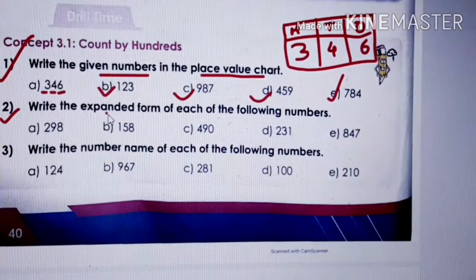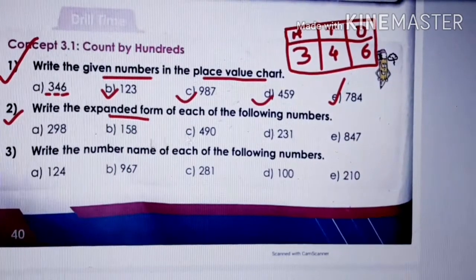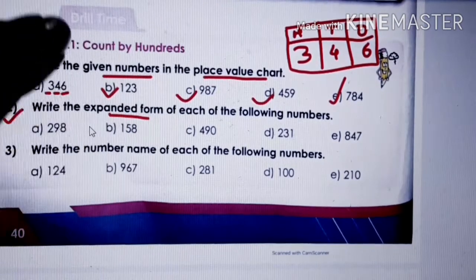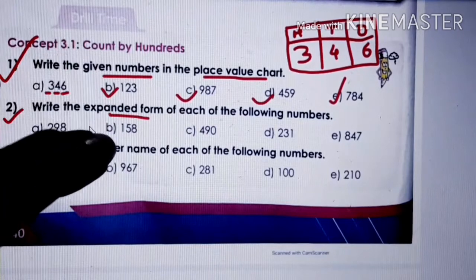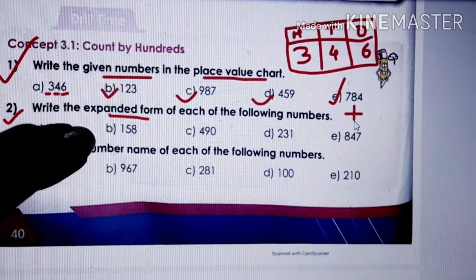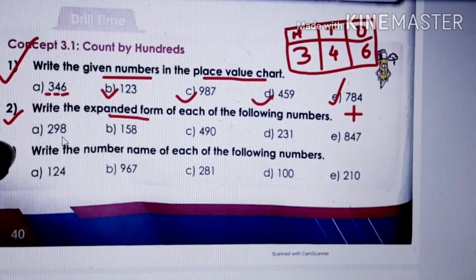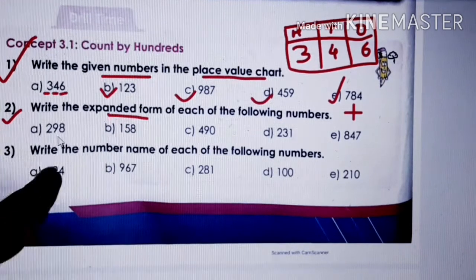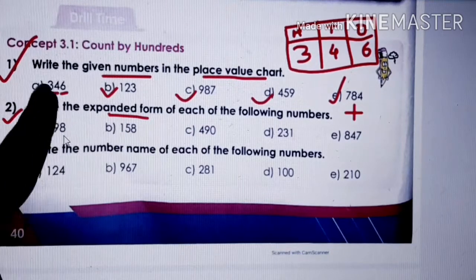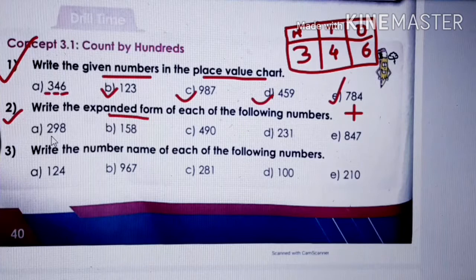Next question is, write the expanded form of each of the following numbers. Now, children, you know how to expand. We expand a number according to its place value. Okay, and when we expand, we put the plus sign. Is it clear? So children, you can see the number here, 298, isn't it? So you know in which place they are and what is the place value, isn't it? So you can expand easily.